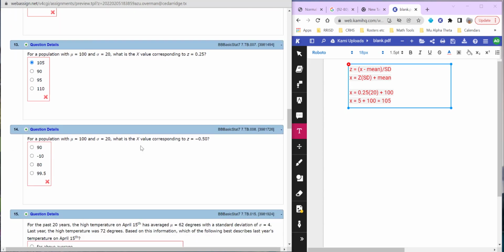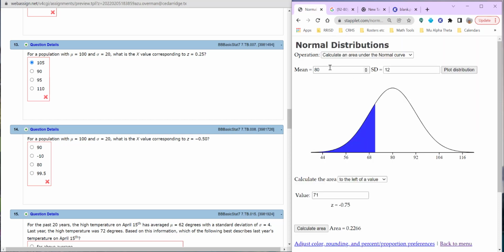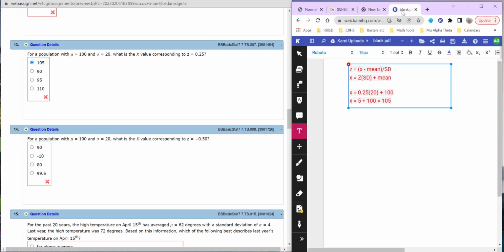What is the x value corresponding to z equals negative 0.5? Now, why aren't I doing the Staplet for these? Let's see, maybe we could. Well, if I go to my normal distribution and I put in 100 and I put in 20, and I plot the distribution, I could put my value in. Let's see if it does it. Oh, no, it doesn't. So I'm trying to find the value. I can put in my z-score, but I can't put in my value. So we'll go back to our formula.